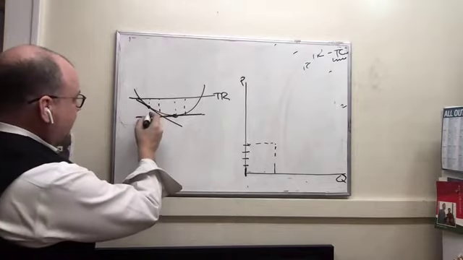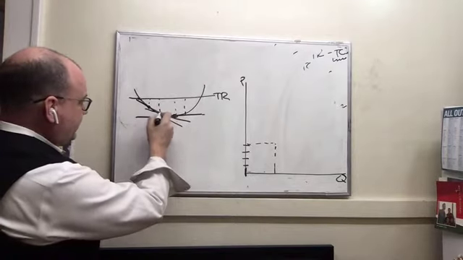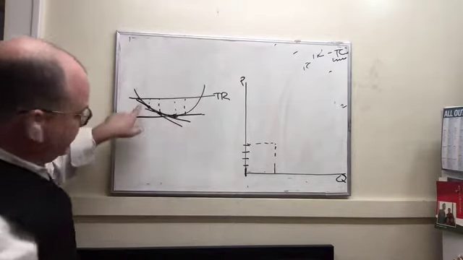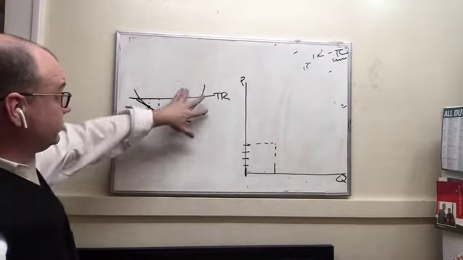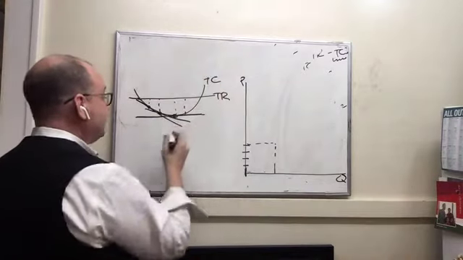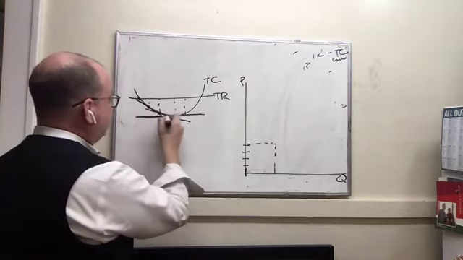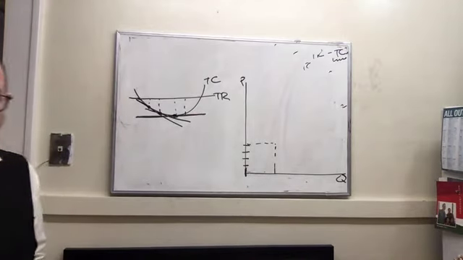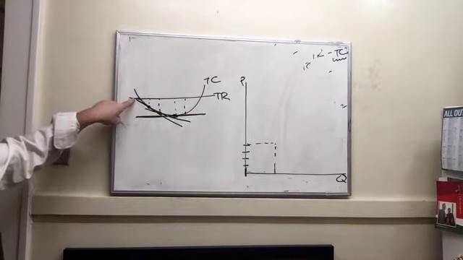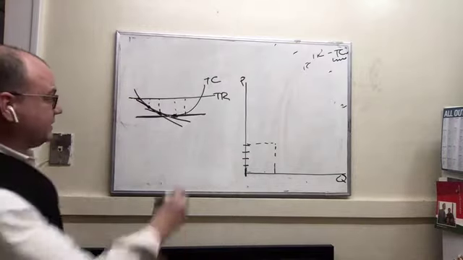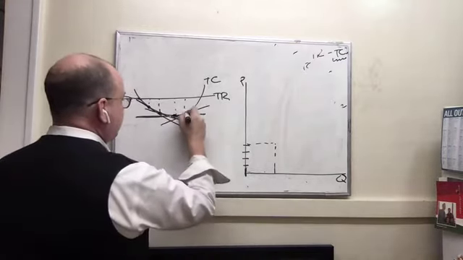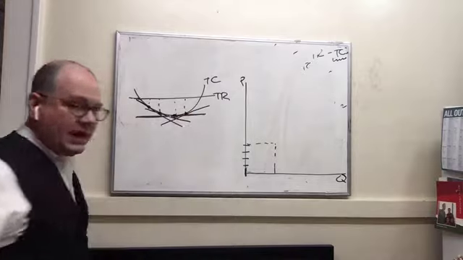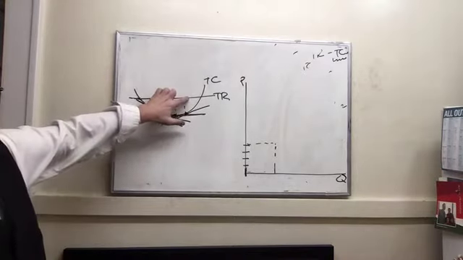But again, could we increase our profit further? Yes, we could. And all I'm doing here is drawing in lines that are tangent to our total cost function. Once we get to here, it turns out that that line parallel to our total revenue function is going to give us the greatest distance. If we then increase our quantity, the line that is tangent to that point is no longer parallel here.